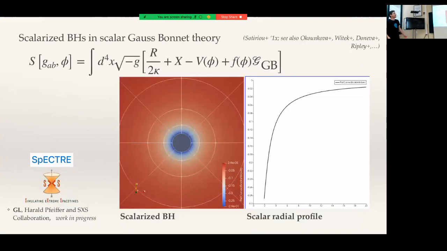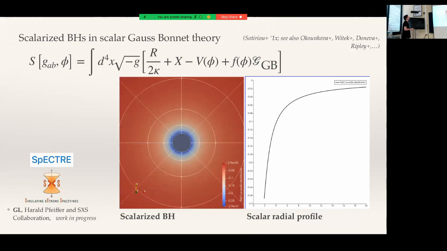And then I myself recently started working on simulating scalarized black holes in this sense, in Einstein-scalar-Gauss-Bonnet theory of gravity, in collaboration with the SXS people and Harald Pfeiffer. Here I'm illustrating just a scalarized black hole and scalar radiation.